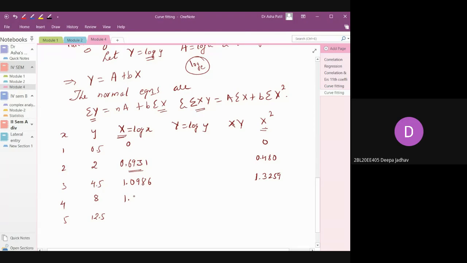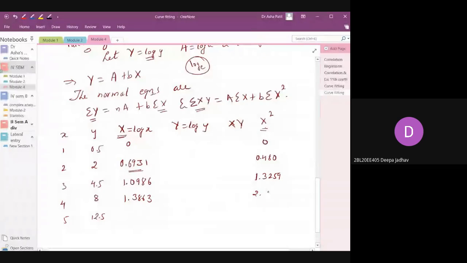One 1.3862. 62 or 63? 629. 629 now, then you have to write 63. Square it. 2.664. 1.920. 1 point or 2 points? 2 points.